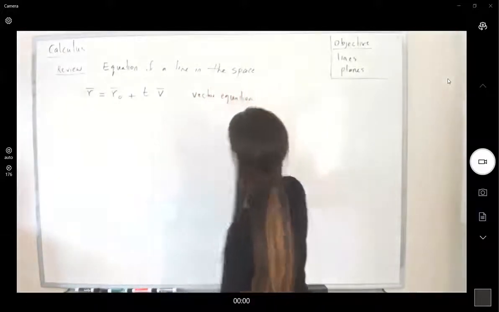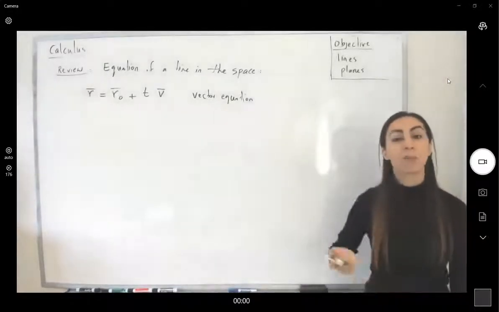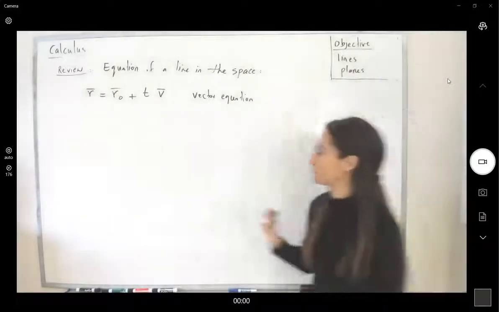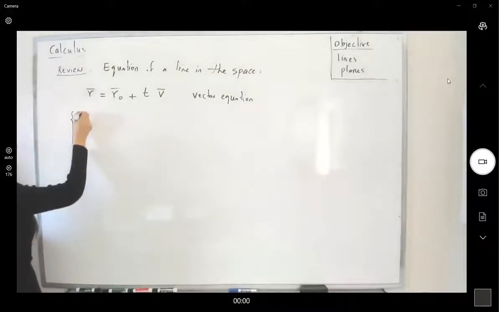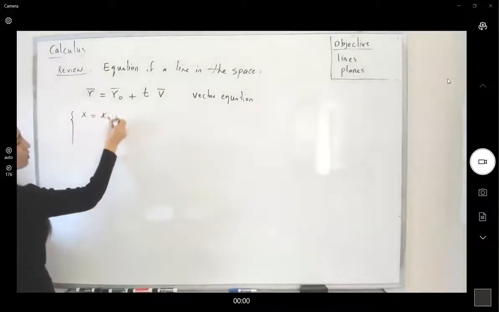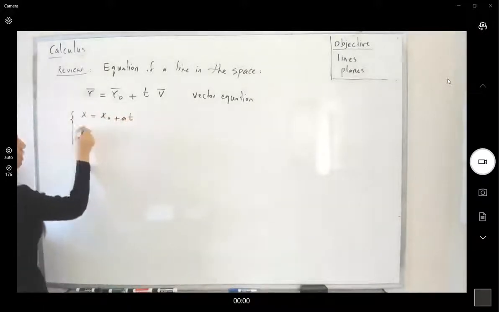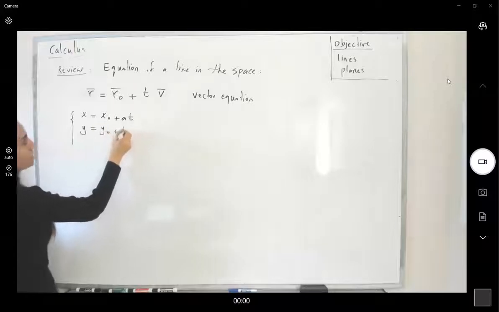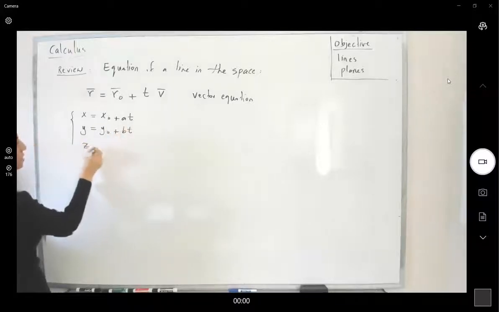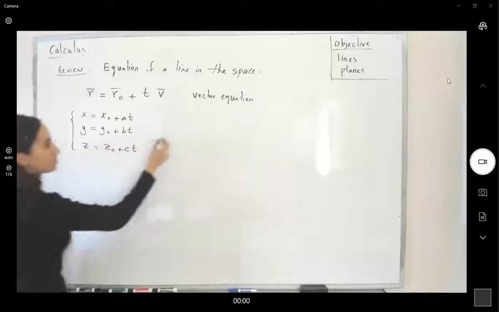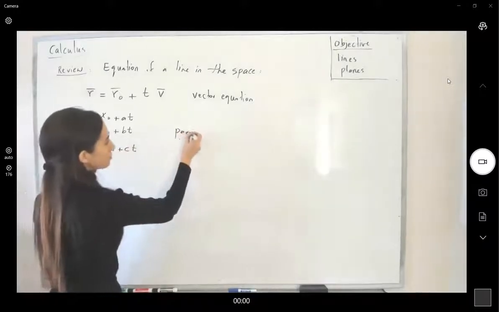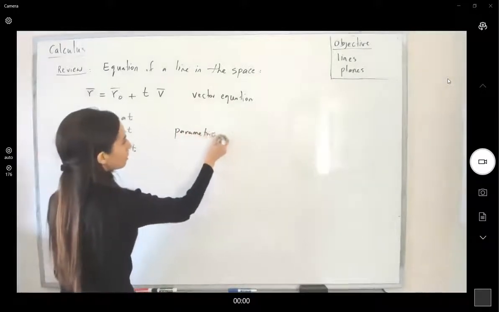Then we use our vector equation to define the parametric equation of a line. The parametric equation of a line is written this way. x equals x sub 0 plus at, y is equal to y sub 0 plus bt, and z is equal to z sub 0 plus ct. Parametric equation.